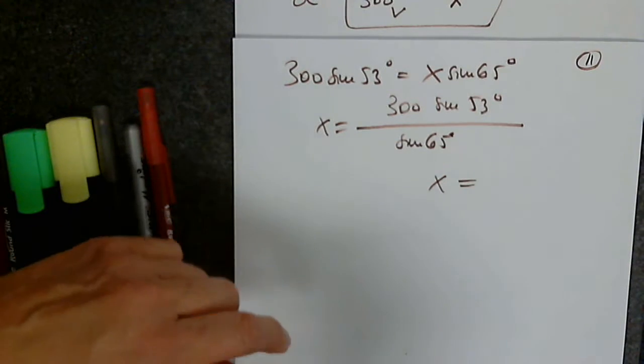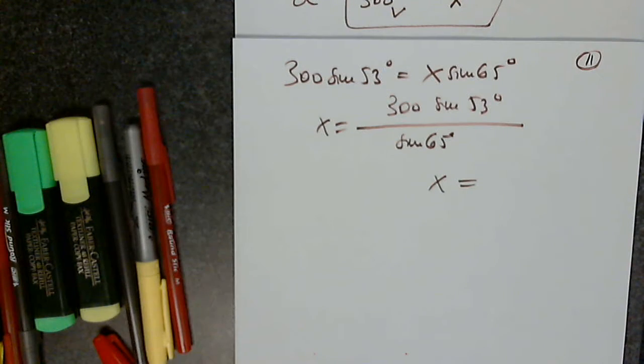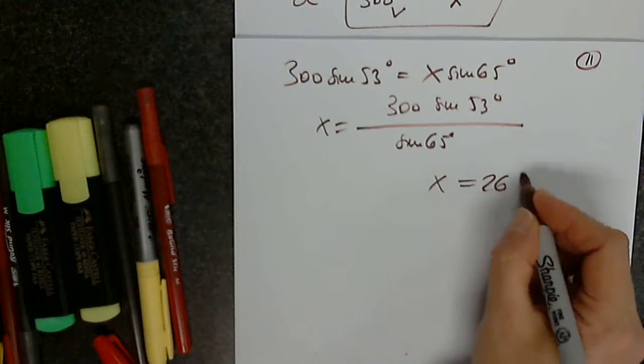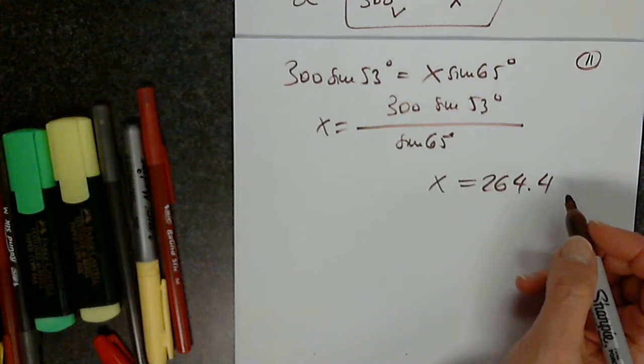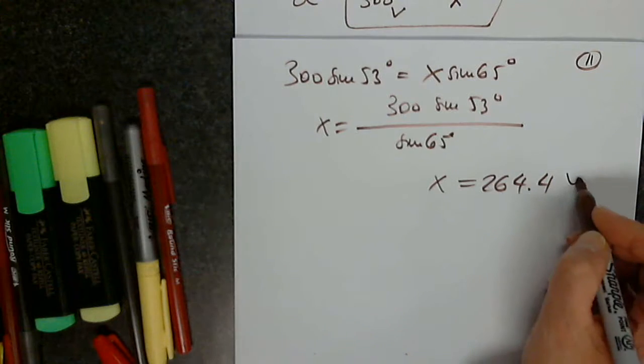So then x will be approximately, I'll put it in the graphing calculator, of course. Let me clear all this, and I have 300 sine 53 divided by sine 65. The mode is still in degrees, yes. So I got 264.4 approximately. And the measurement unit was in yards.